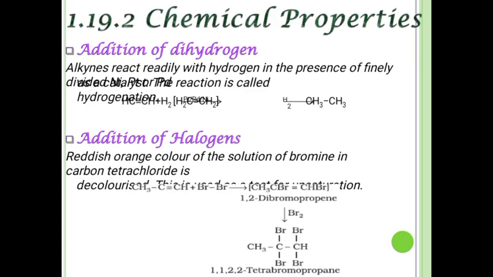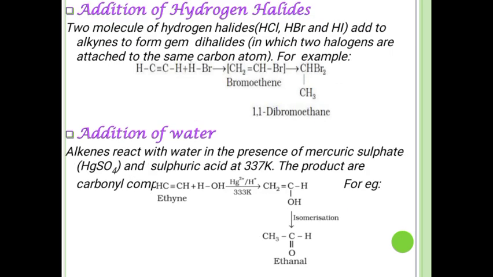Chemical properties. Addition of hydrogen. When we add hydrogen to this, we'll get alkenes. From that, we'll get alkanes. This is known as hydrogenation. Addition of halogens is similar to what we identified for alkenes. That is, we'll get tetrahalides. Addition of hydrogen halides. First we'll get an alkene. Further, if we add more, we'll get alkanes.